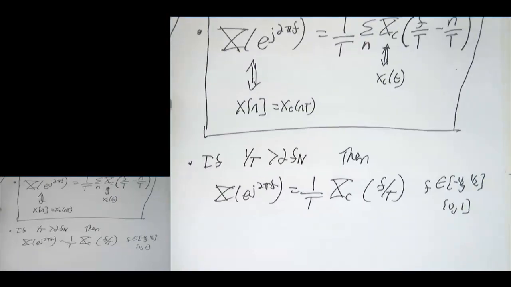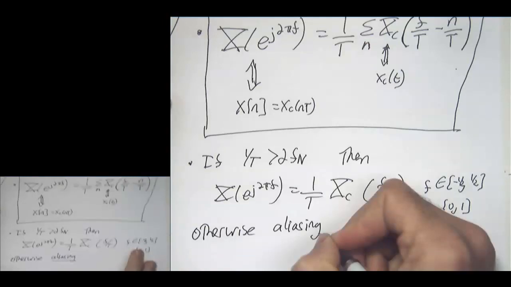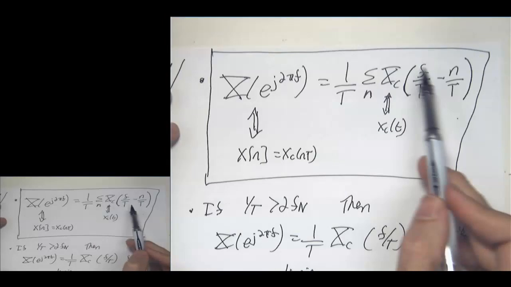Now, if that's not the case, then otherwise you get aliasing. And the aliasing is caused by the sums of all these different replicas here coming in.